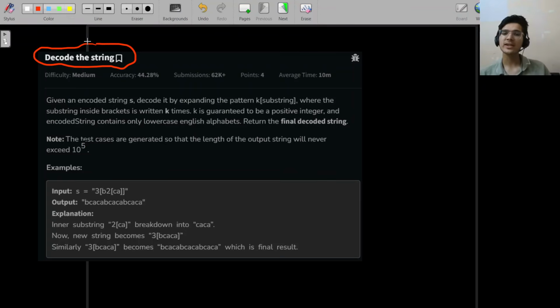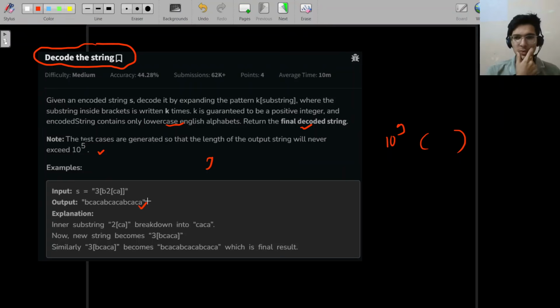Okay, so it says, given an encoded string s, decode it by expanding the pattern k[substring], where the substring inside the bracket is written k times. k is guaranteed to be a positive integer, and the encoded string contains only lowercase English alphabets. Return the final decoded string. The test cases are generated so that the length of the final output will never exceed 10^5. That's important, right? Otherwise they could just multiply by 10^9 and write a huge string, so we cannot handle that. So they are ensuring that the final output does not exceed the 10^5 limit.